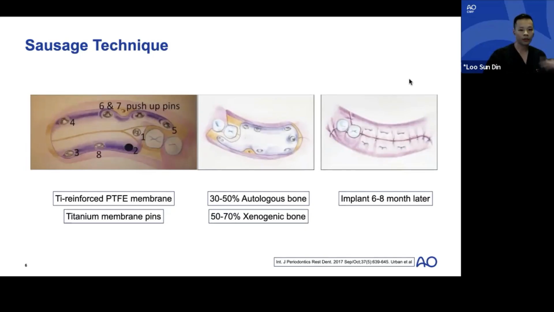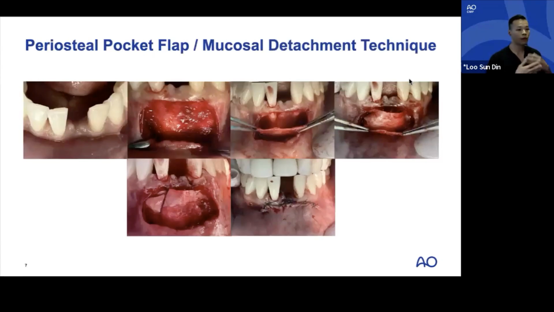Full closure with double layer and continuous or whatever means you want, and implant placement roughly 6 to 8 months later for proper healing. The main thing about this technique is you have to remove the membrane because PTFE is not resorbable. I would say this is relatively technique sensitive, like all techniques, that's good. We move on to periosteal pocket flap or mucosal detachment, which is popularized by Dr. Marius Steitman.